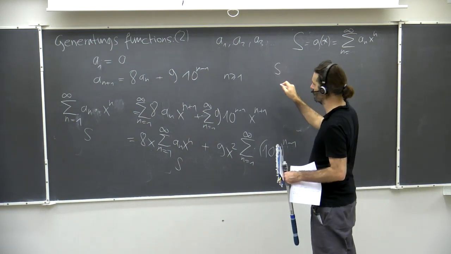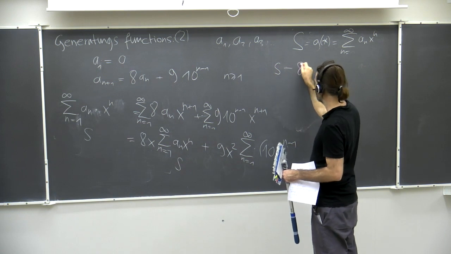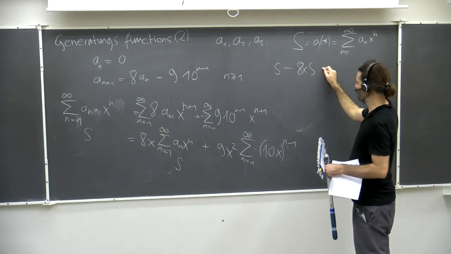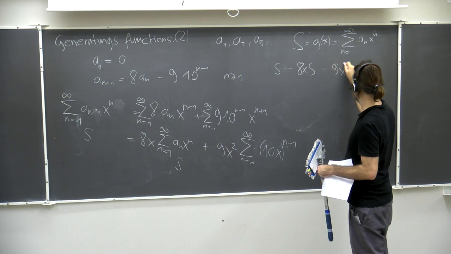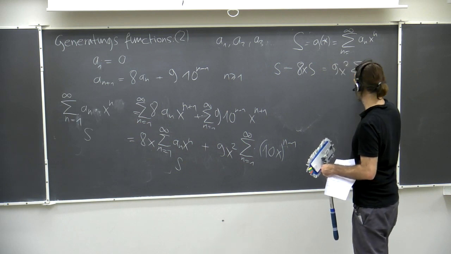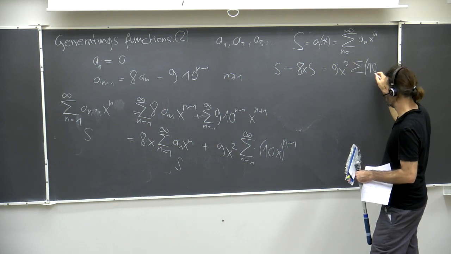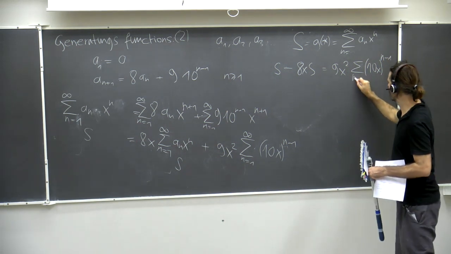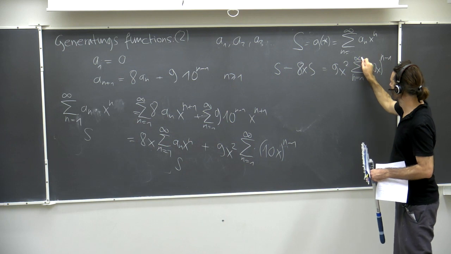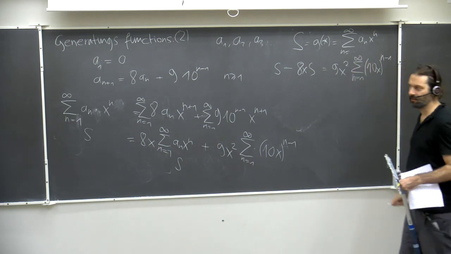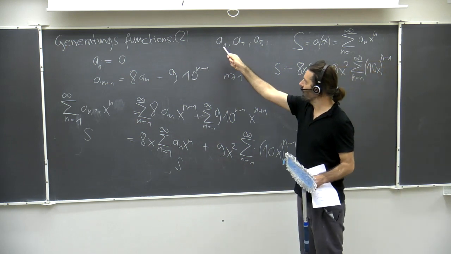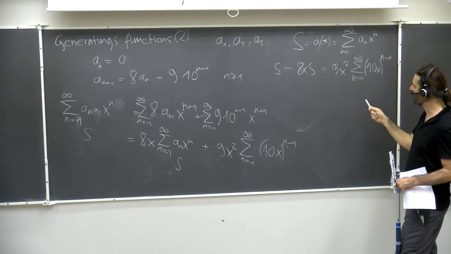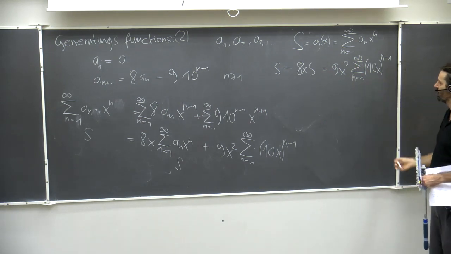So we get S minus 8xS. I'm just bringing all the S on the same side of the equation. And this will be equal to 9x squared times the sum over 10 to the power n minus 1 times x to the power n minus 1. So the trick is, as I told you, to go via the detour of a function. We still have a sum written here, but we can write down a nice function if you remember that this is the geometric series.